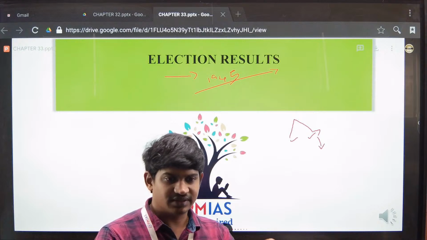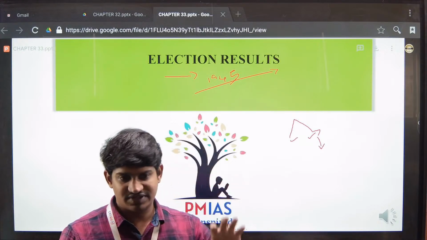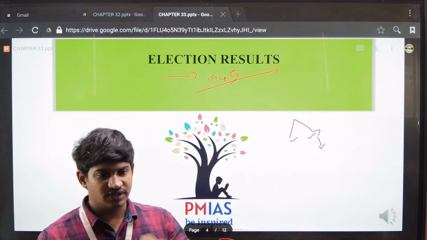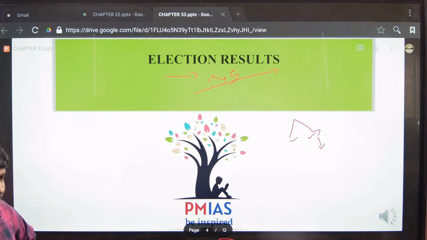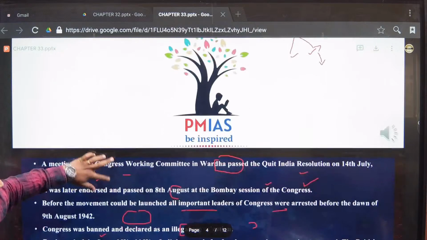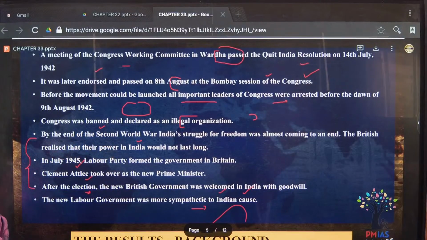On one side, we were seeing the protest and the people's mindset. On the other side, parallelly, the election results came, of the persons who contested in the elections. So how the Indian National Congress as well as the Muslim League performed in the elections. This we have already covered; we can see briefly what happened.